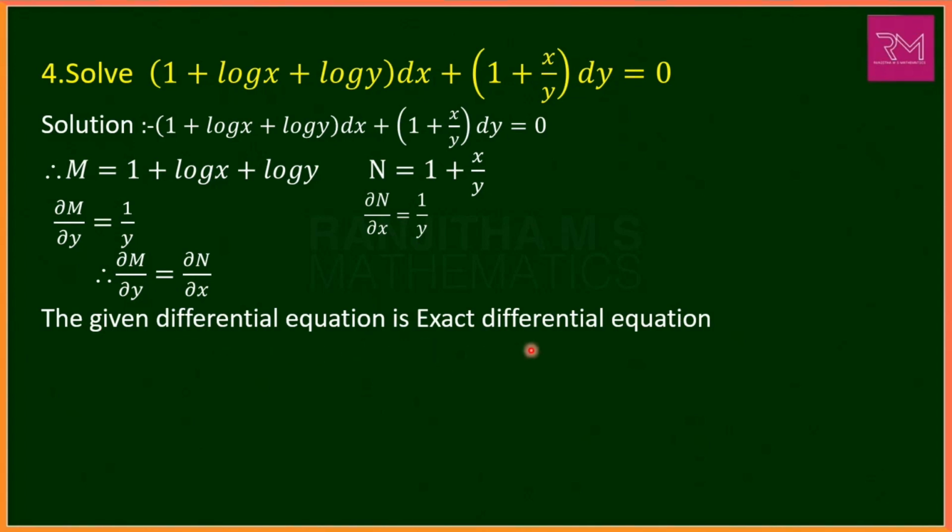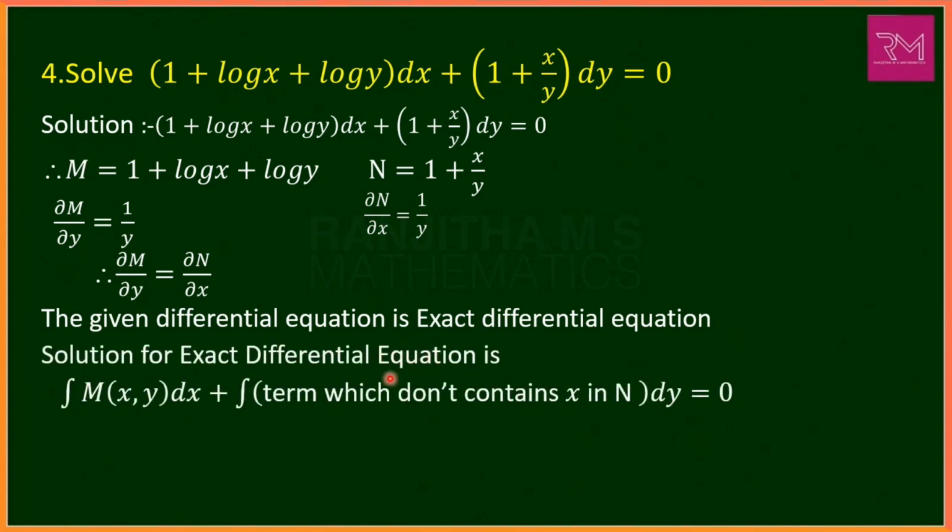Once we conclude the equation is exact, the solution is given by the formula: the integral of M of x comma y into dx plus the integral of the terms in N which do not contain x into dy, which is equal to 0. This is a very important step. Substituting the values, M is 1 plus log x plus log y into dx, plus the terms which do not contain x in N. Here N is 1 plus x by y. Here we have no x term. Here we have an x term. So neglecting this value, substitute this value as 1 into dy, which is equal to 0.